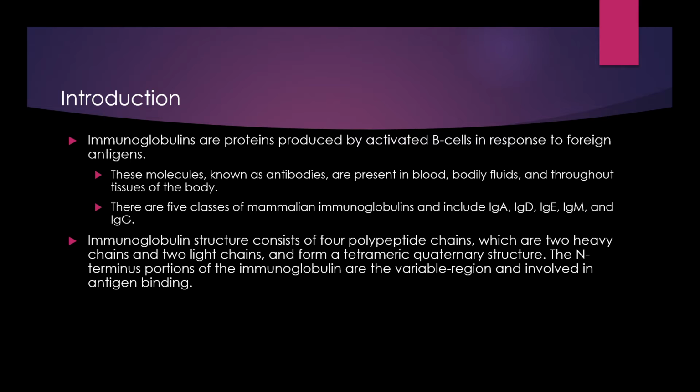The structure of an immunoglobulin consists of four polypeptide chains, two of which are heavy chains, and the other two of which are light chains. Together, they form a tetrameric quaternary structure. The N-terminus portions of the immunoglobulin are the variable regions and are involved in antigen binding.